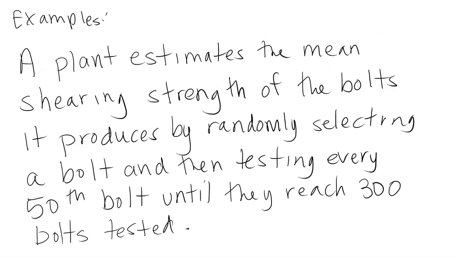A plant estimates the mean shearing strength of the bolts it produces by randomly selecting a bolt and then testing every 50th bolt until they reach 300 bolts tested. So I can picture these bolts going by on some sort of conveyor belt or something like that. And they're going to randomly select one, and then they're going to take every 50th. So k is 50. I'm kind of alluding to what this is. This is going to be a systematic sample.